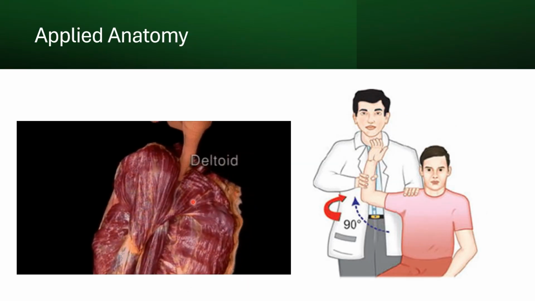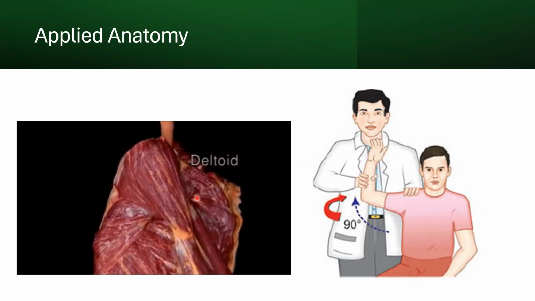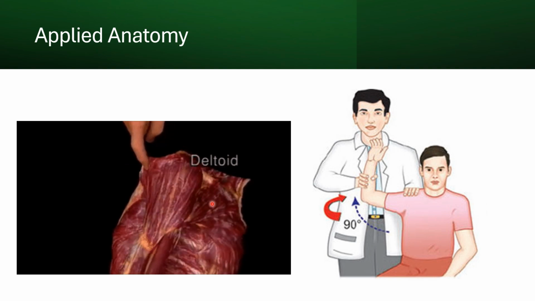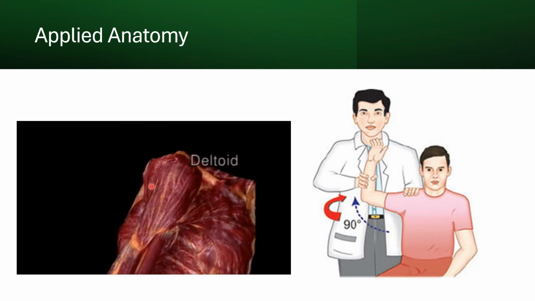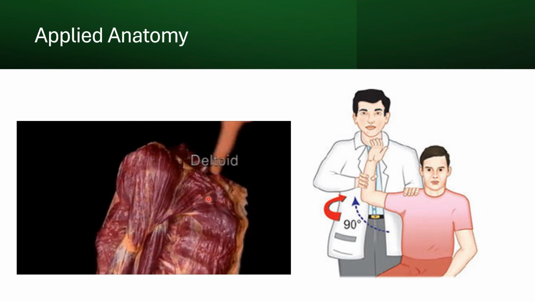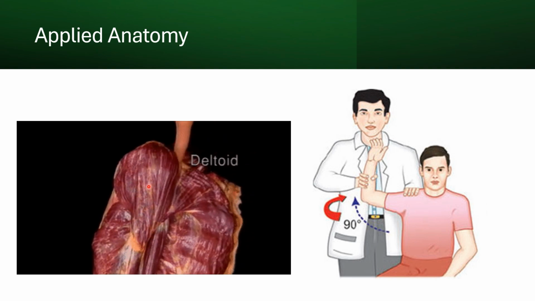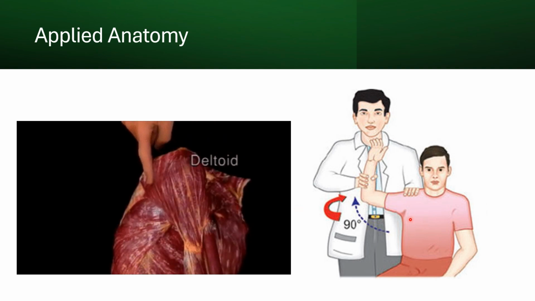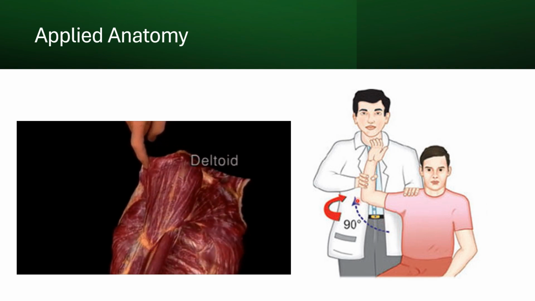The anterior fibers of the deltoid muscle, which is supplied by the axillary nerve, they are the flexors as well as the medial rotators. The posterior fibers, they are extensors as well as the lateral rotators, and the middle fibers, they bring about the abduction. They are the strong abductors from 15 to 90 degree.